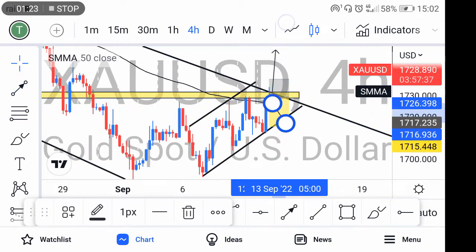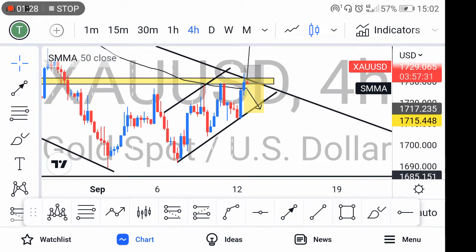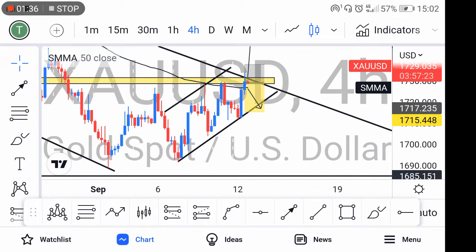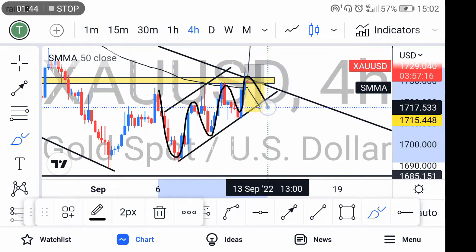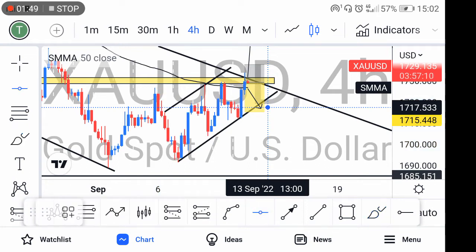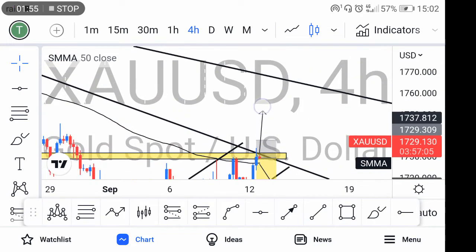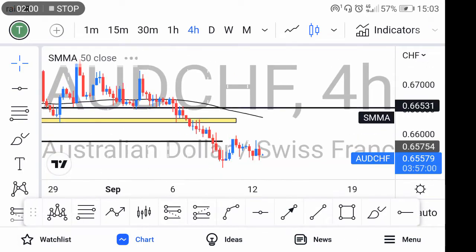As we can see, it's moving with impulse, it's moving with market structure, guys. We know when price is going up, it's making higher high and higher low. As we can see, guys, we have the higher high and higher low. So we might expect it maybe to come here, but if it breaks here, guys, then I will expect it to go up. So let's go on another pair, which is AUD CHF.